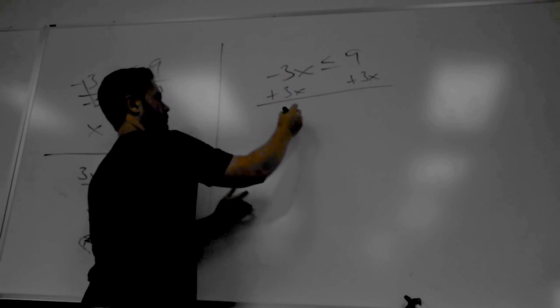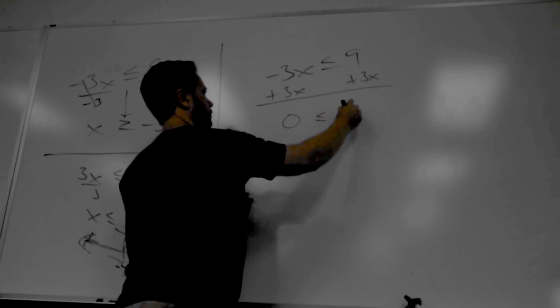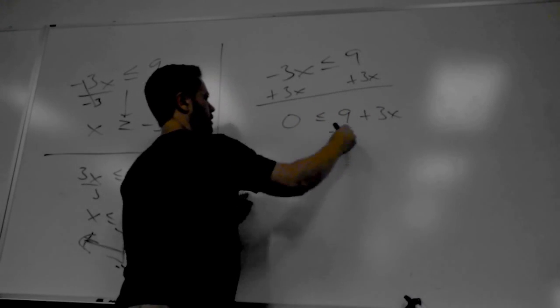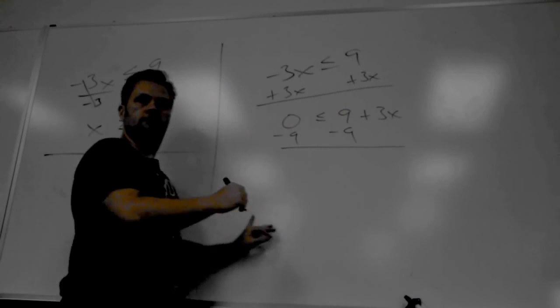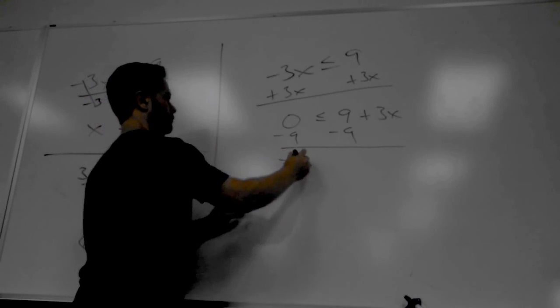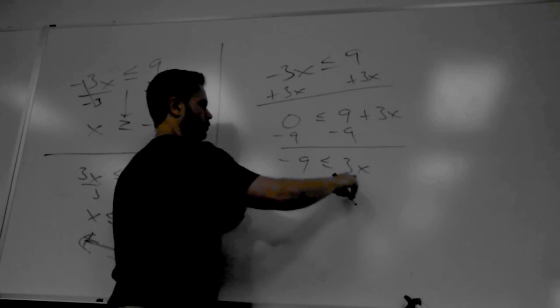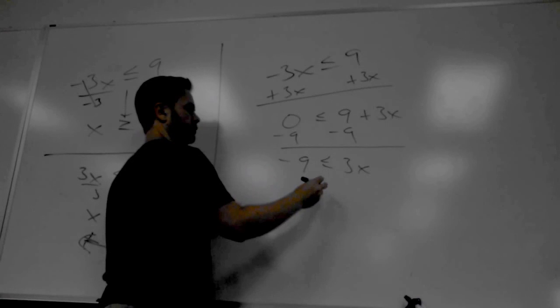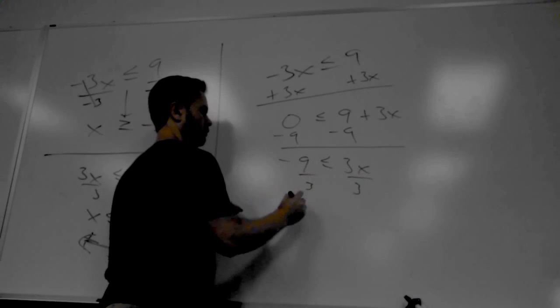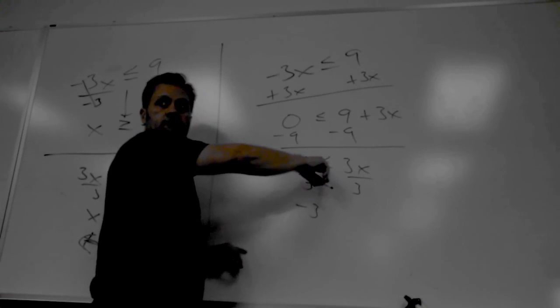So what's this? 0. And then I can subtract 9, right? And then I can do what with the solve to finish it? Do I have to switch a side? No. No.